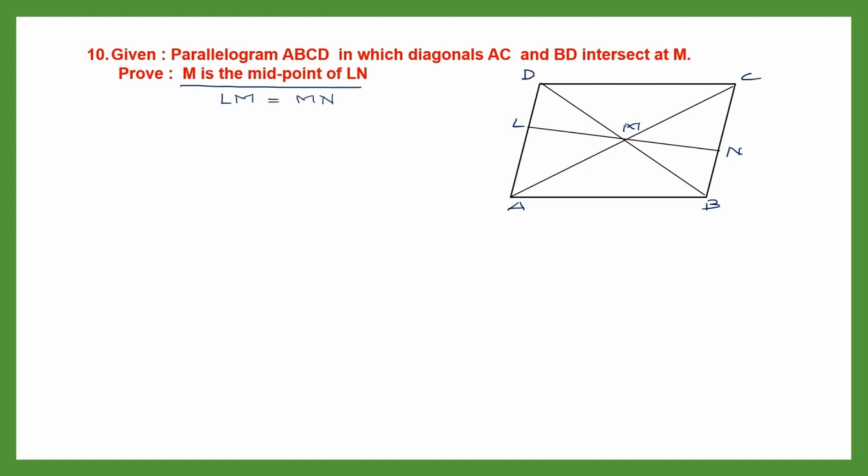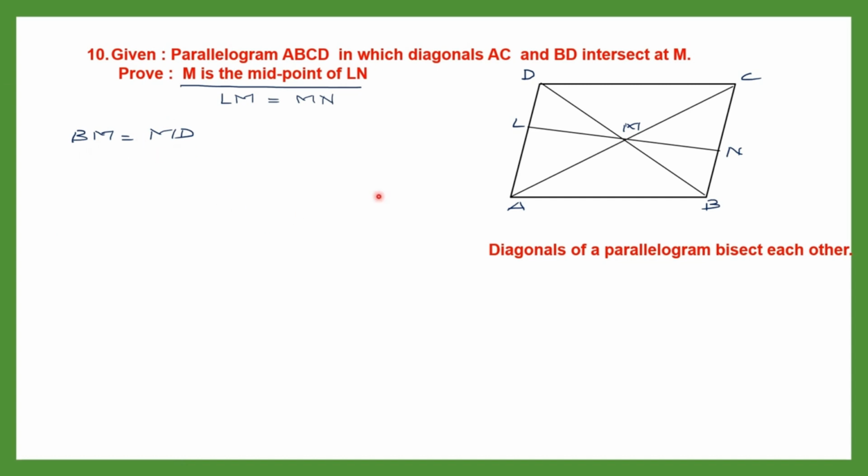So let's write that first. BM is equal to MD. And what is the reason? How do we know that these are equal? Because diagonals of a parallelogram bisect each other. So that's how we know that BM is equal to MD.